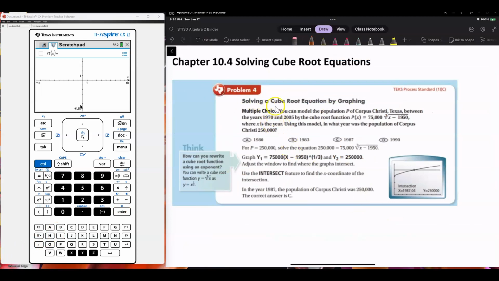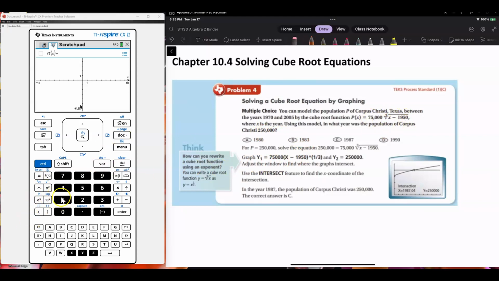Problem 4, we're going to solve this cube root equation by graphing. You can model the population of Corpus Christi, Texas, between the years 1970 and 2005 by the cube root function 75,000 times the cube root of x minus 1950, where x is the year. Using this model, in what year was the population of Corpus Christi 250,000? So what I'm going to do is graph this equation.